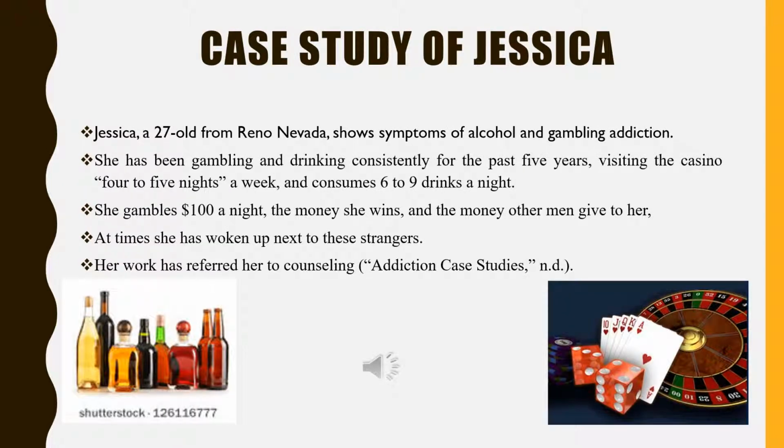Jessica, a 27-year-old from Reno, Nevada, shows symptoms of alcohol and gambling addiction. She has been gambling and drinking consistently for the past 5 years, visiting the casino 4 to 5 nights a week and consuming 6 to 9 drinks a night. She gambles $100 a night, the money she wins and the money other men give her. At times, she has woken up next to these strangers. Her work has referred her to counseling.